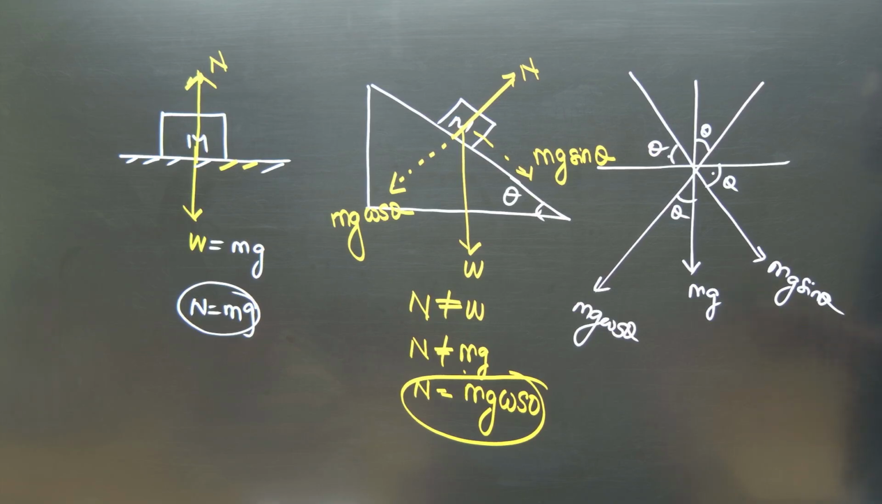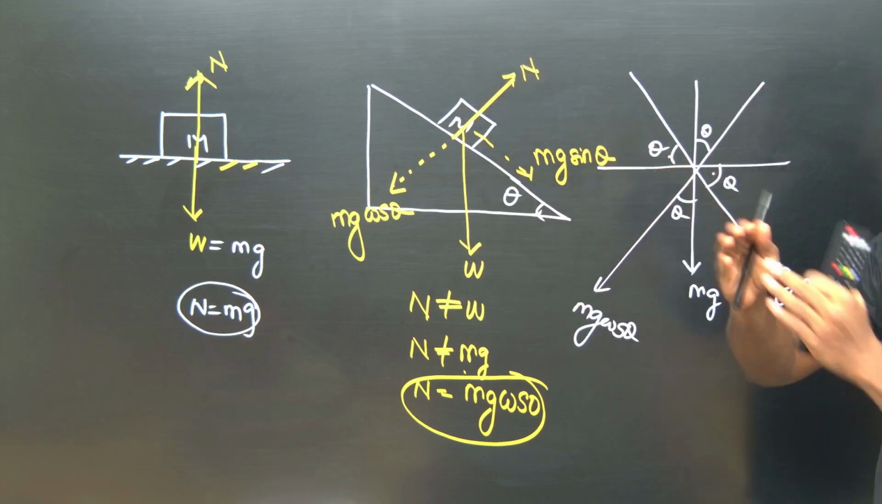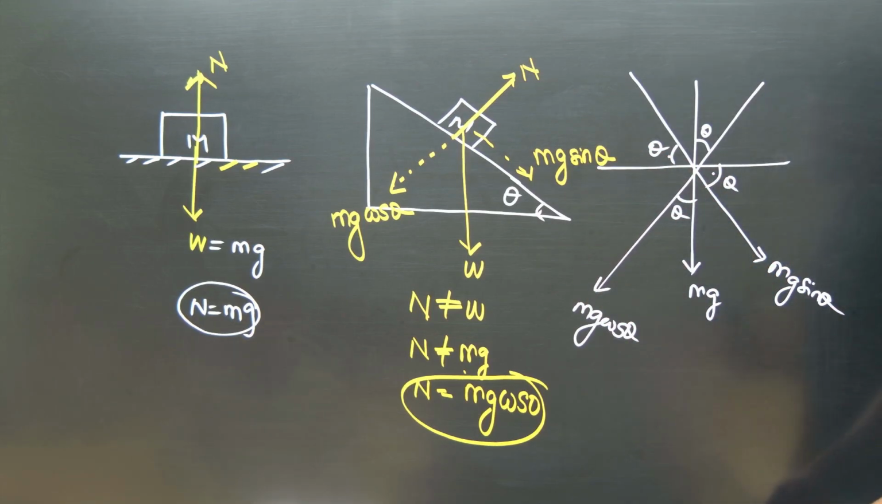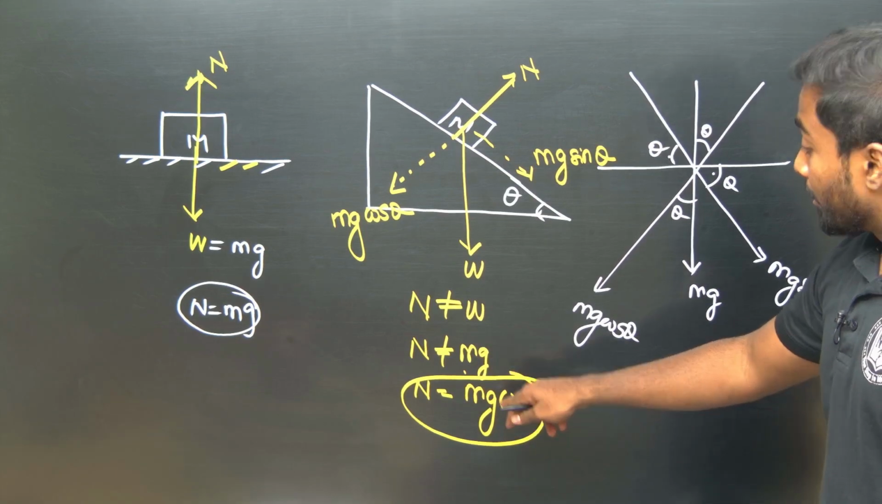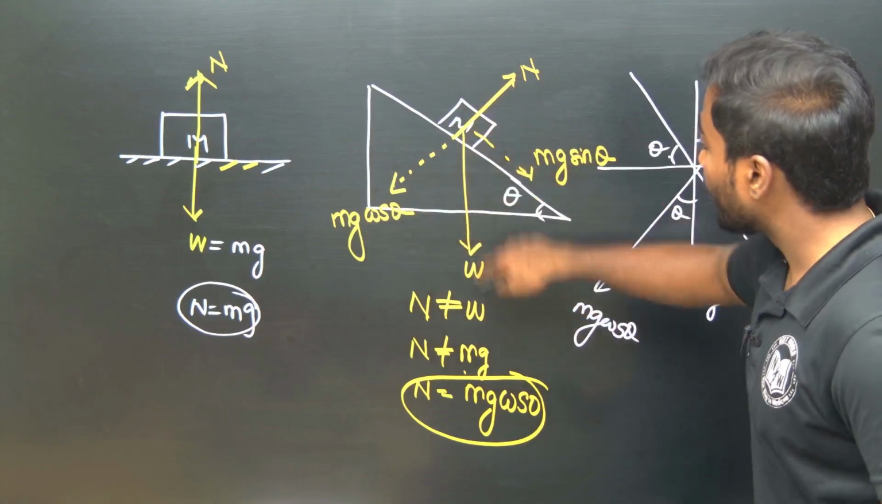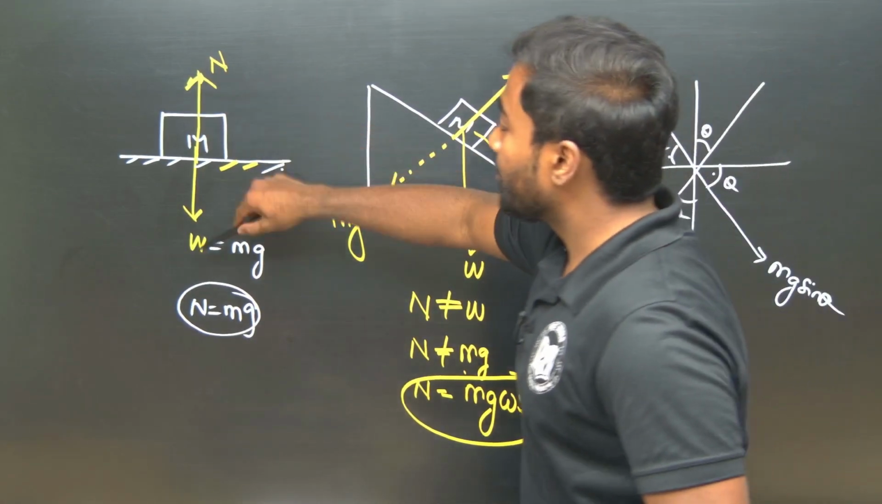And let us discuss more examples when we keep a block over a block, with adjacent blocks. Okay. Completed, no? There N is not equal to mg cos theta. No, it will be equal to mg cos theta. So N will be equal to mg cos theta. It will not be equal to mg. Okay. Like in this case, it will be equal.